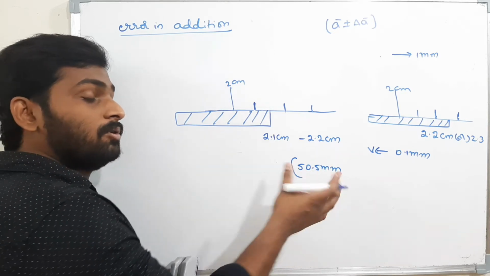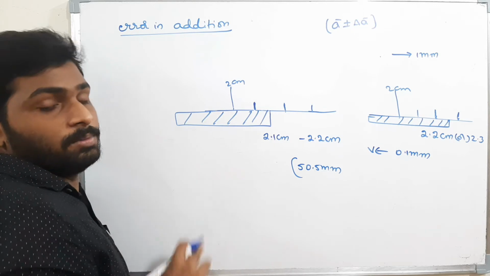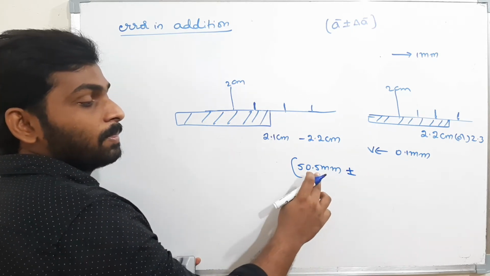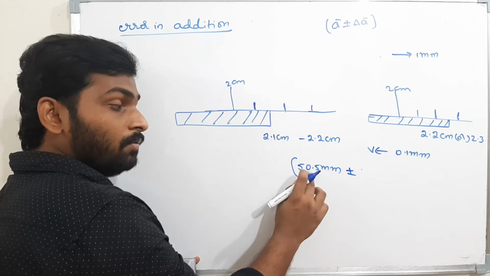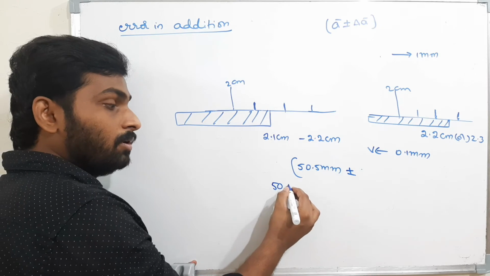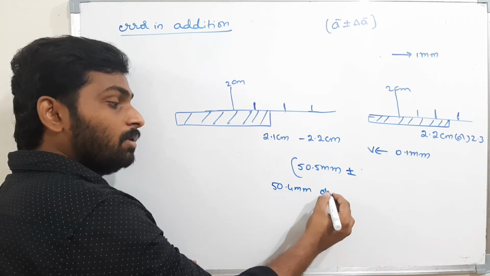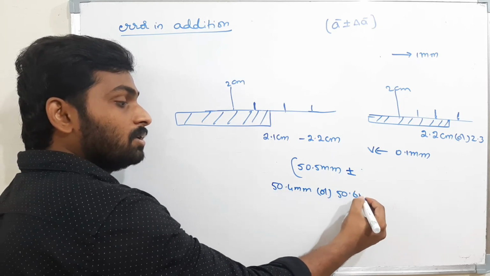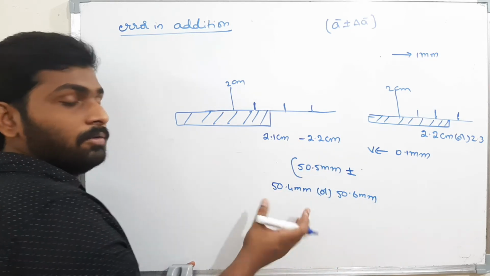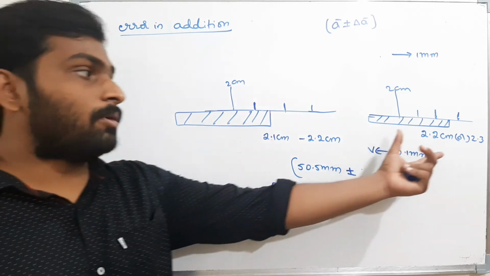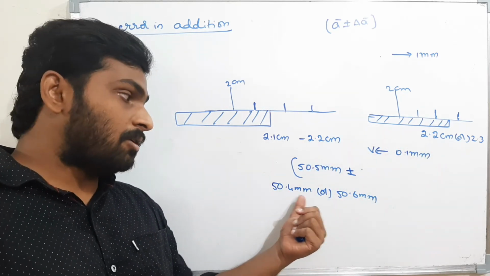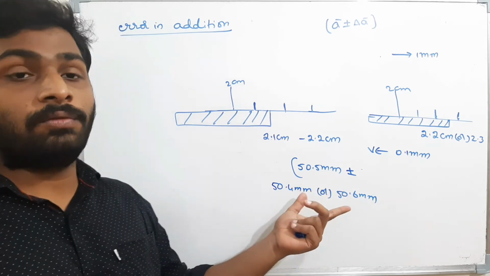This is a measured value by using vernier calipers. Okay, well and good. Now, if I told 50.5 millimeters, the reading may be 50.4 millimeters or it may be 50.6 millimeters. It may be this value exactly or it may be this value or it may be this value. We don't know. The same concept I also used here. Therefore, there will be some error.